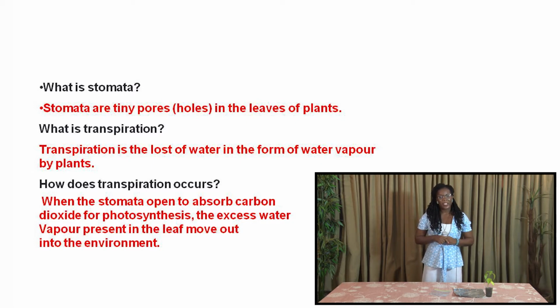How does transpiration occur? Transpiration occurs when the stomata open for carbon dioxide to enter the leaf for photosynthesis. The excess water present is released into the environment.